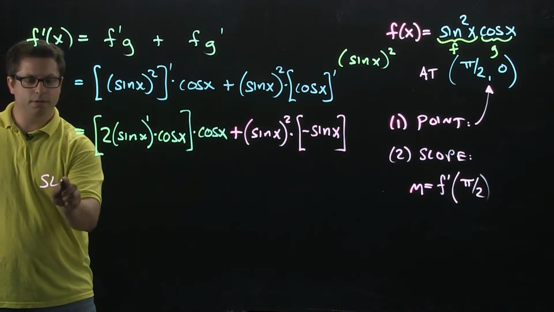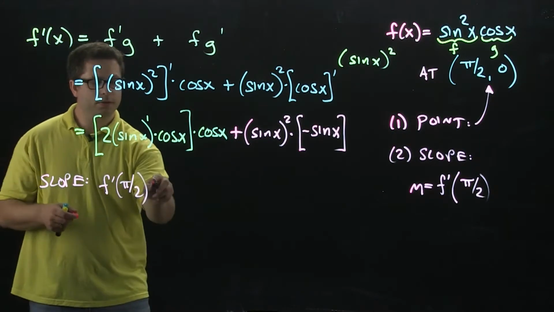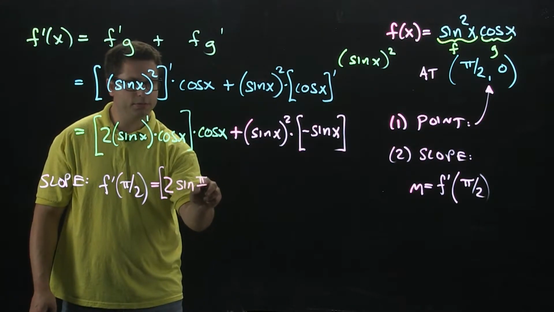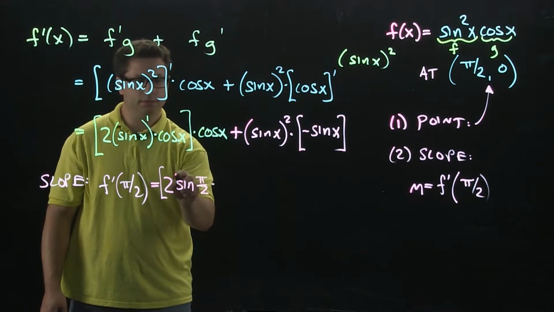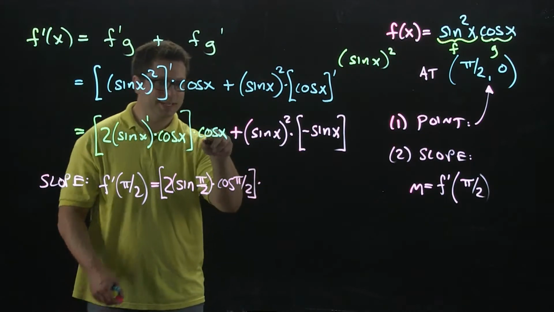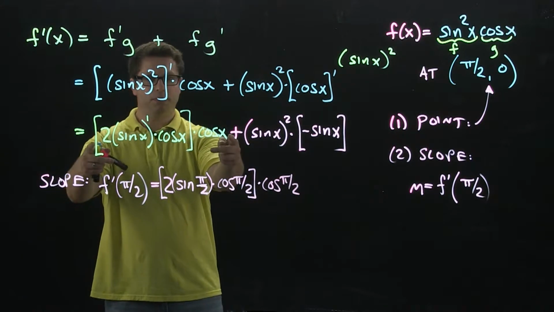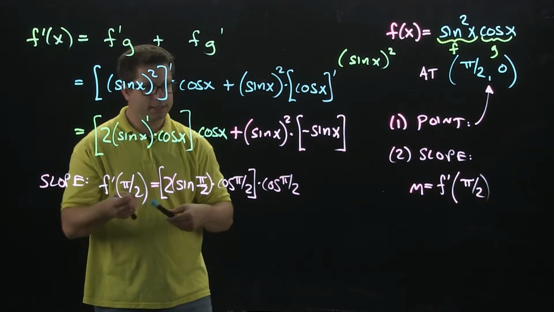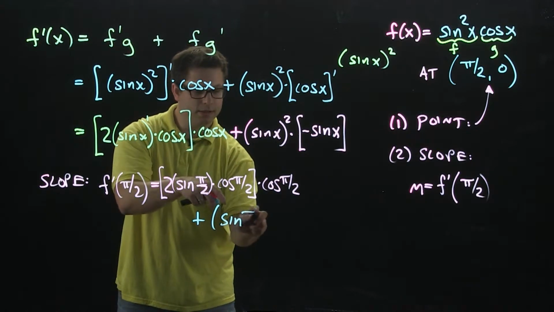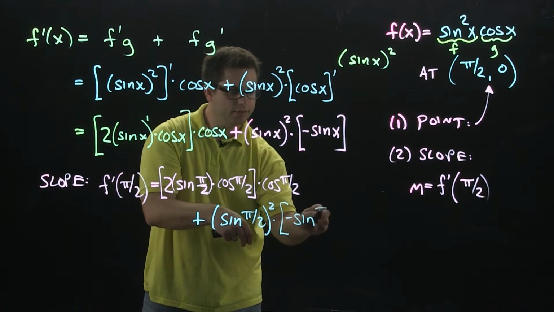To find the slope, we need to plug in pi over 2. We get 2 sine of pi over 2 times cosine of pi over 2 times, and then here, cosine of pi over 2. All right, so that's this first piece right here. And then we got the second set right here. So that's going to be sine of pi over 2 squared times negative sine of pi over 2.